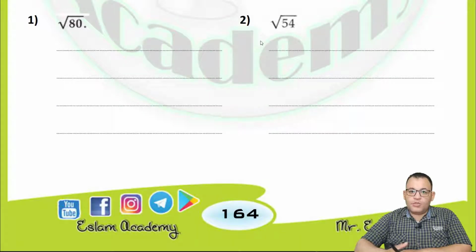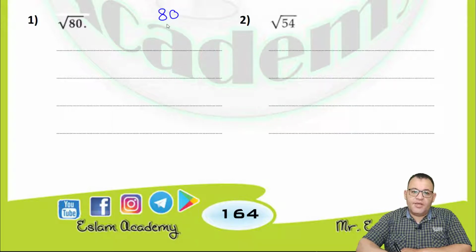In this problem, we need to simplify each expression. We have the square root of 80. In an easy way, we can use factorization to solve. Just take 80 and choose any two numbers that, if you multiply them, the answer will be 80. So we can say 8 multiplied by 10. 8 is not a prime number, so we can continue. 8 equals 2 multiplied by 4.